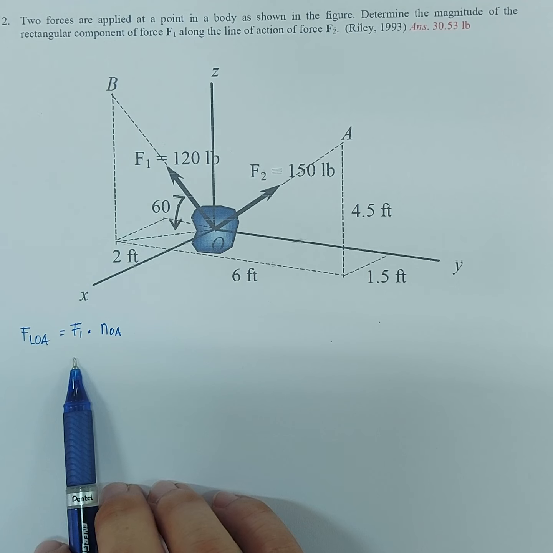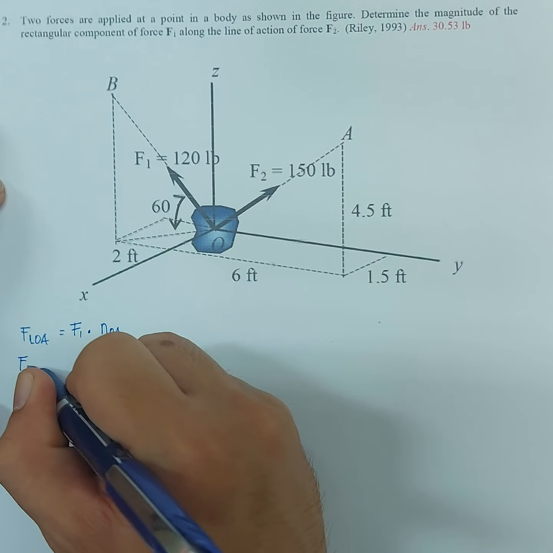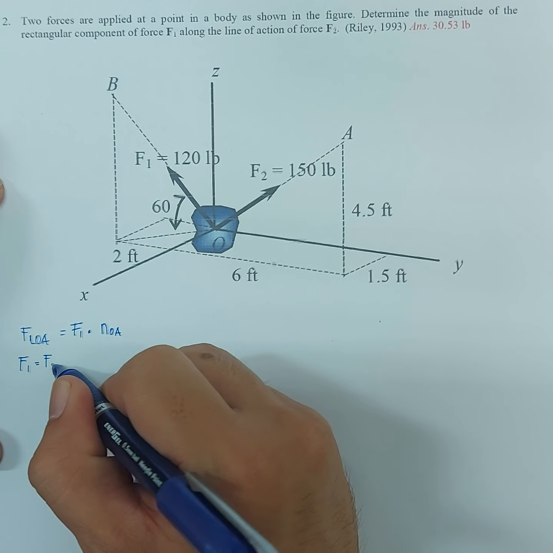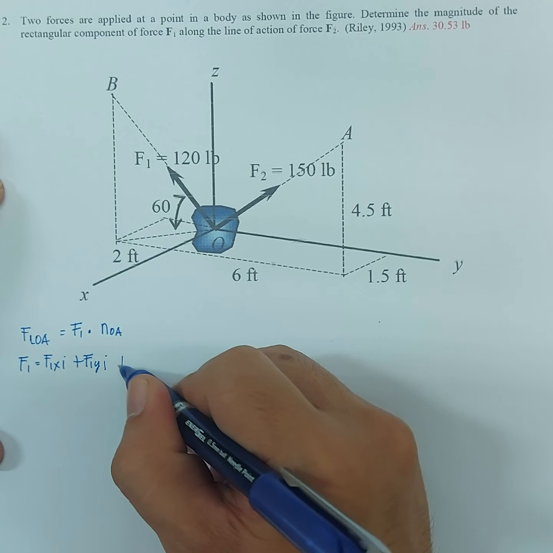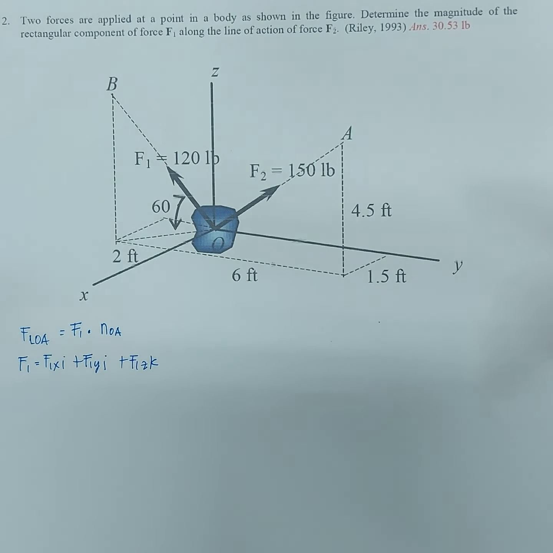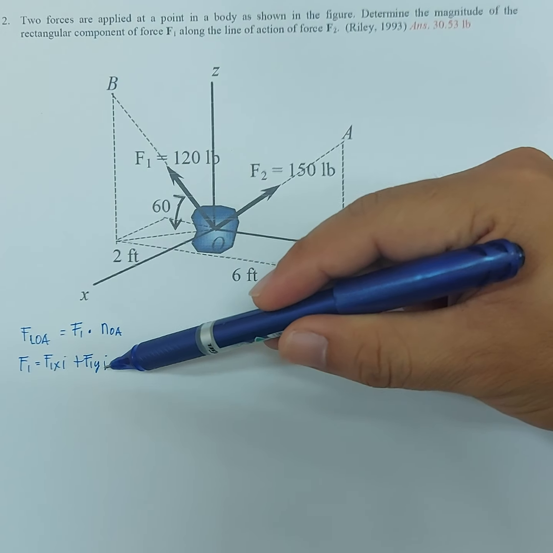Okay, so how do we express F1 in Cartesian vector form? So remember, Cartesian vector natin, F1 is equal to F1x i plus F1y j plus F1z k. Or you can also use yung position vectors to solve for the coefficients, yung mga magnitudes ng ating components.